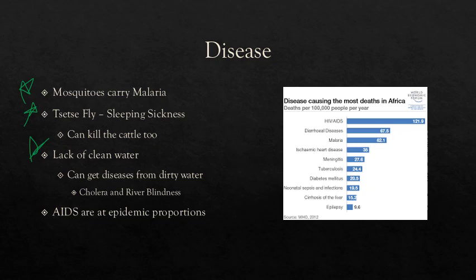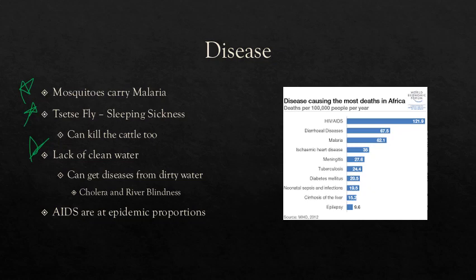The tsetse fly also carries sleeping sickness, which can kill people as well as the cattle. So the cows can be killed by this fly too, which makes it almost impossible in areas that have a lot of tsetse flies. It makes it impossible to have livestock and have cattle, have cows. And then a lack of clean water can cause a lot of different diseases from people using the dirty water. Okay, cholera and river blindness are really common in these areas of Africa.